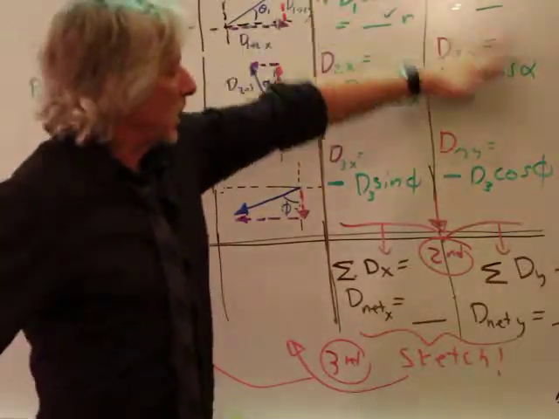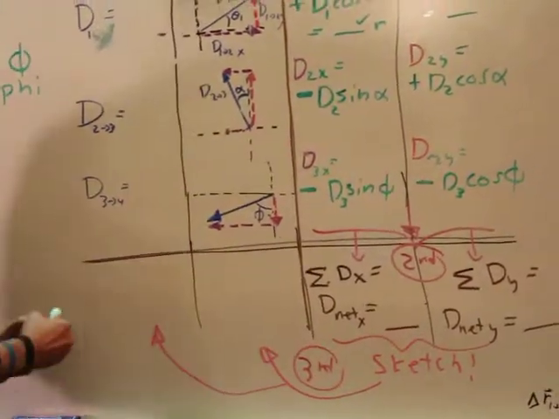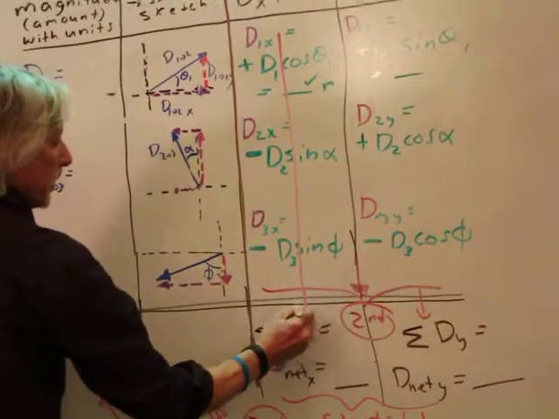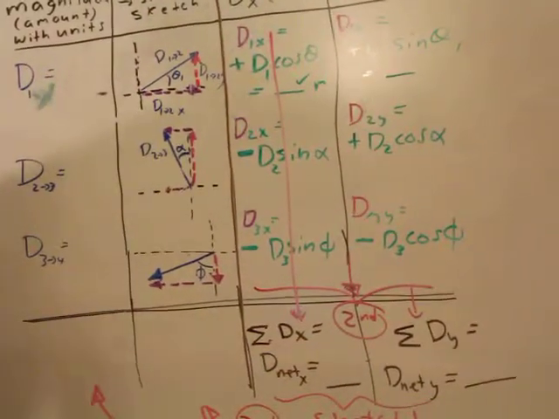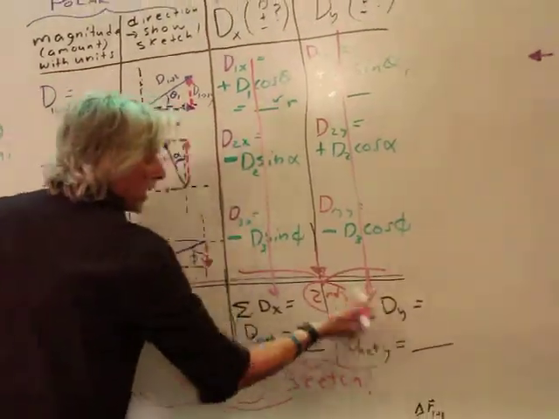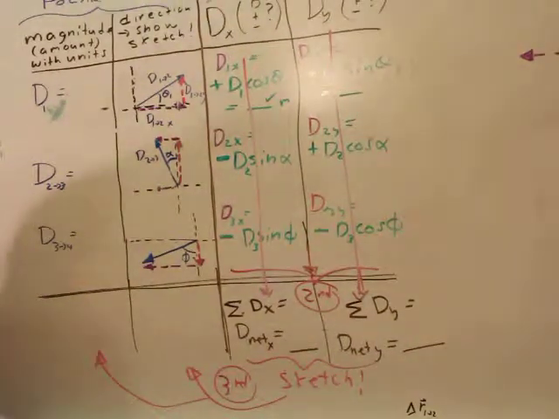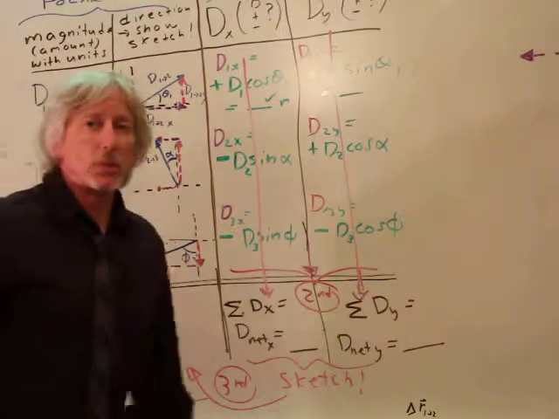And you get to do the same thing here. So you take this whole column, add it up, and that gives you the total in the x. And then you take this whole column, add it up, and that gives you the total in the y. Now you've got it. You've got the total in component form.